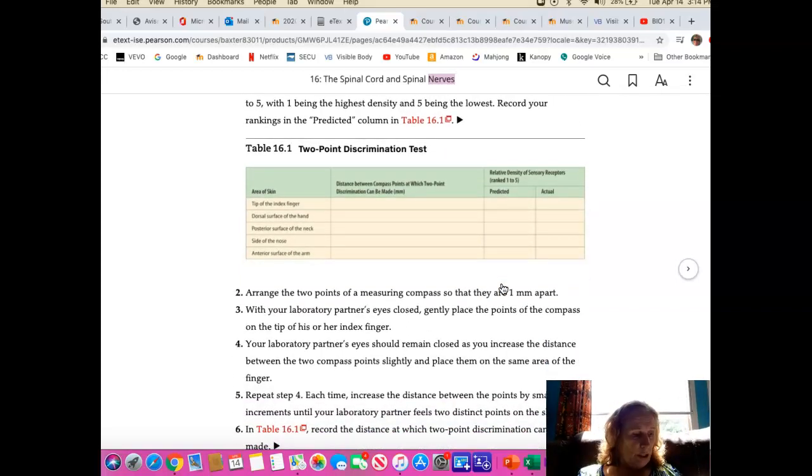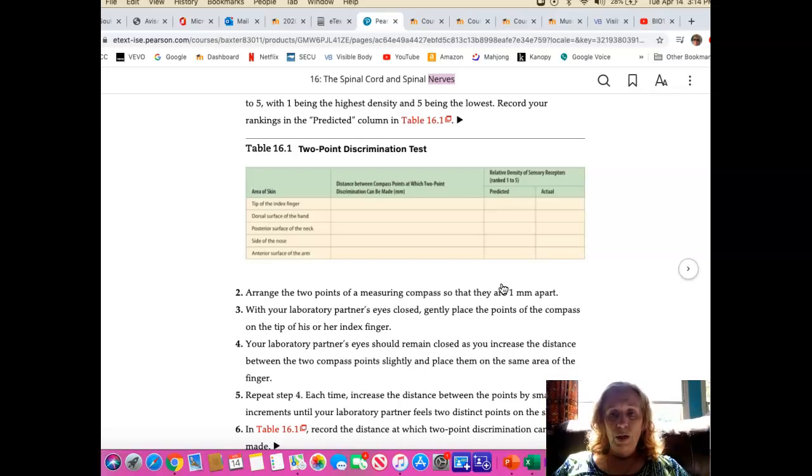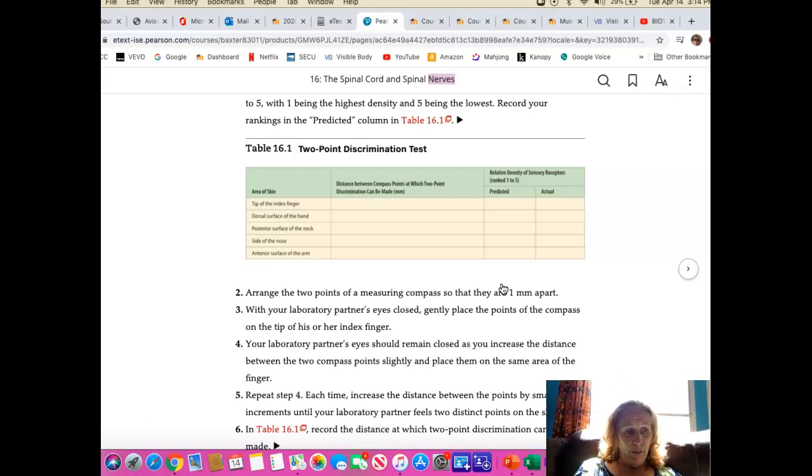You are going to take a paper clip or a piece of thicker wire, open it up and make it into this 2-point compass. The compass has to be at the same level. You can't have one short and one long. They have to be right at the same level. Now you're going to make them 1 millimeter apart, and that's a bit of a problem for us as Americans because we've all forgotten what our millimeters are.